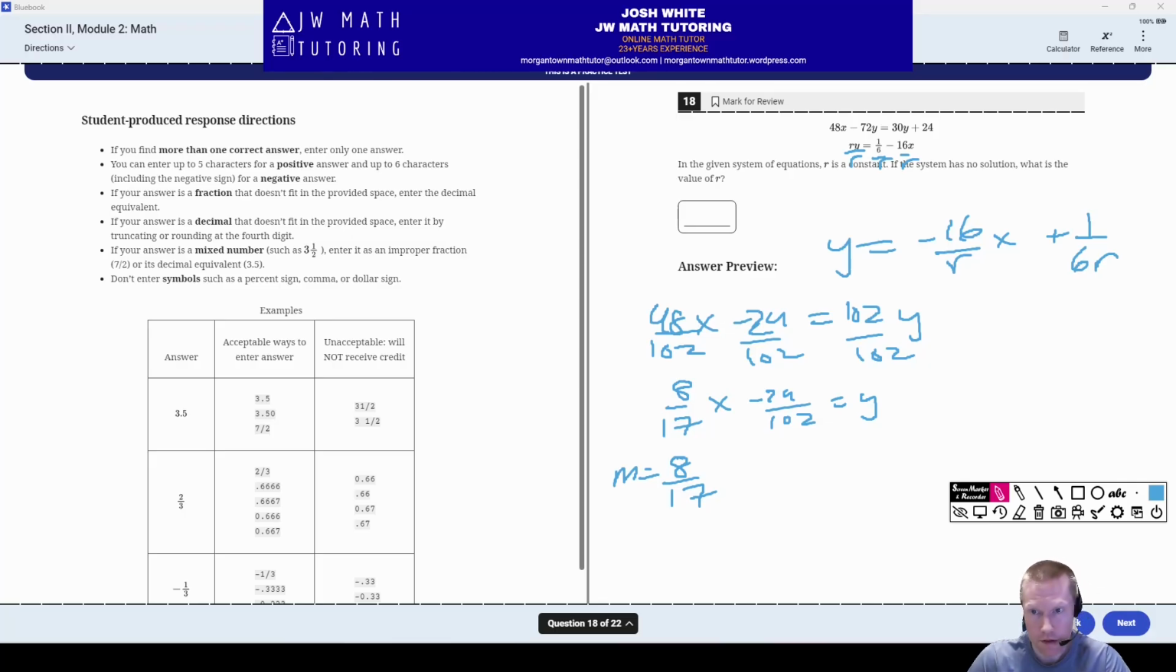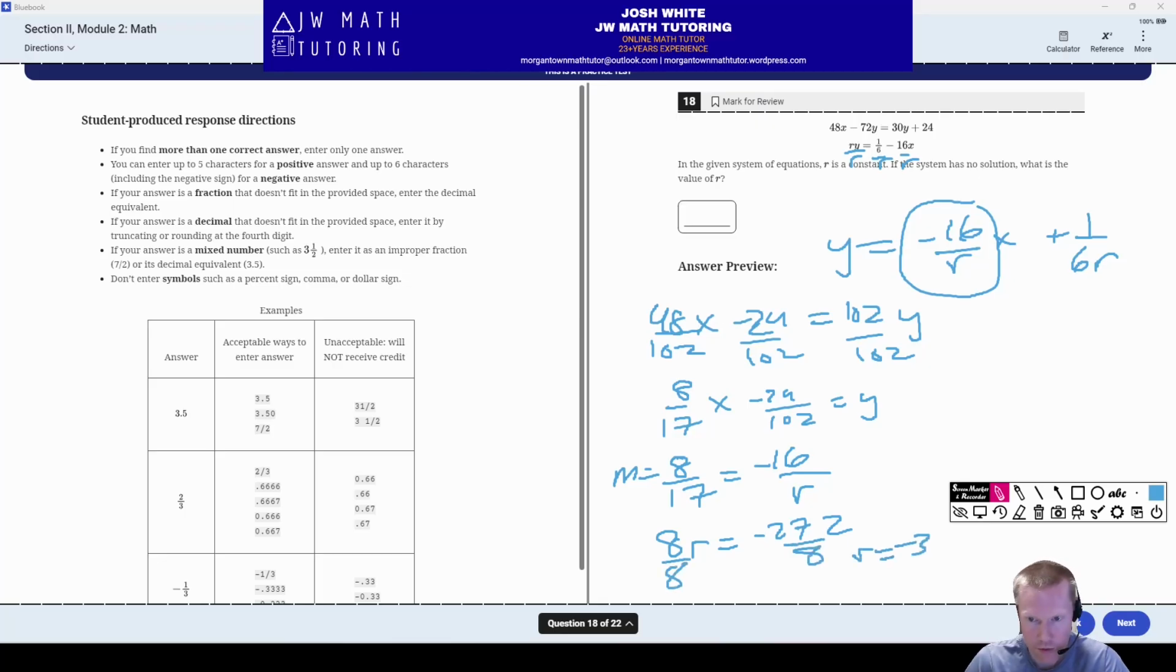And now we set the slope here, which is negative 16 over r, equal to negative 8 over 17. Now you can just solve this by cross multiplying, or you could go to Desmos, and you're going to get 8r equals negative 272. Divide by 8, r is going to equal negative 34.